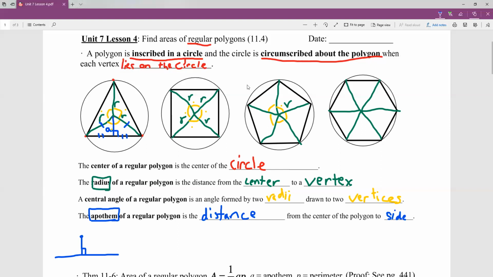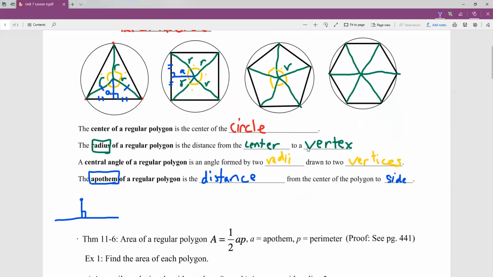Now you can draw apothems as long as it goes from the center to the side and it's perpendicular. You can draw as many apothems as you want. What do you guys think the maximum amount of apothems we could draw in each of these figures? How many apothems can we draw for this triangle? How many can we draw for the square? So for the triangle, we could draw 3. Makes sense. There are 3 sides. For the square, we can draw 4. Makes sense. There's 4 sides, right? So the number of apothems you're going to have corresponds to the number of sides it has.